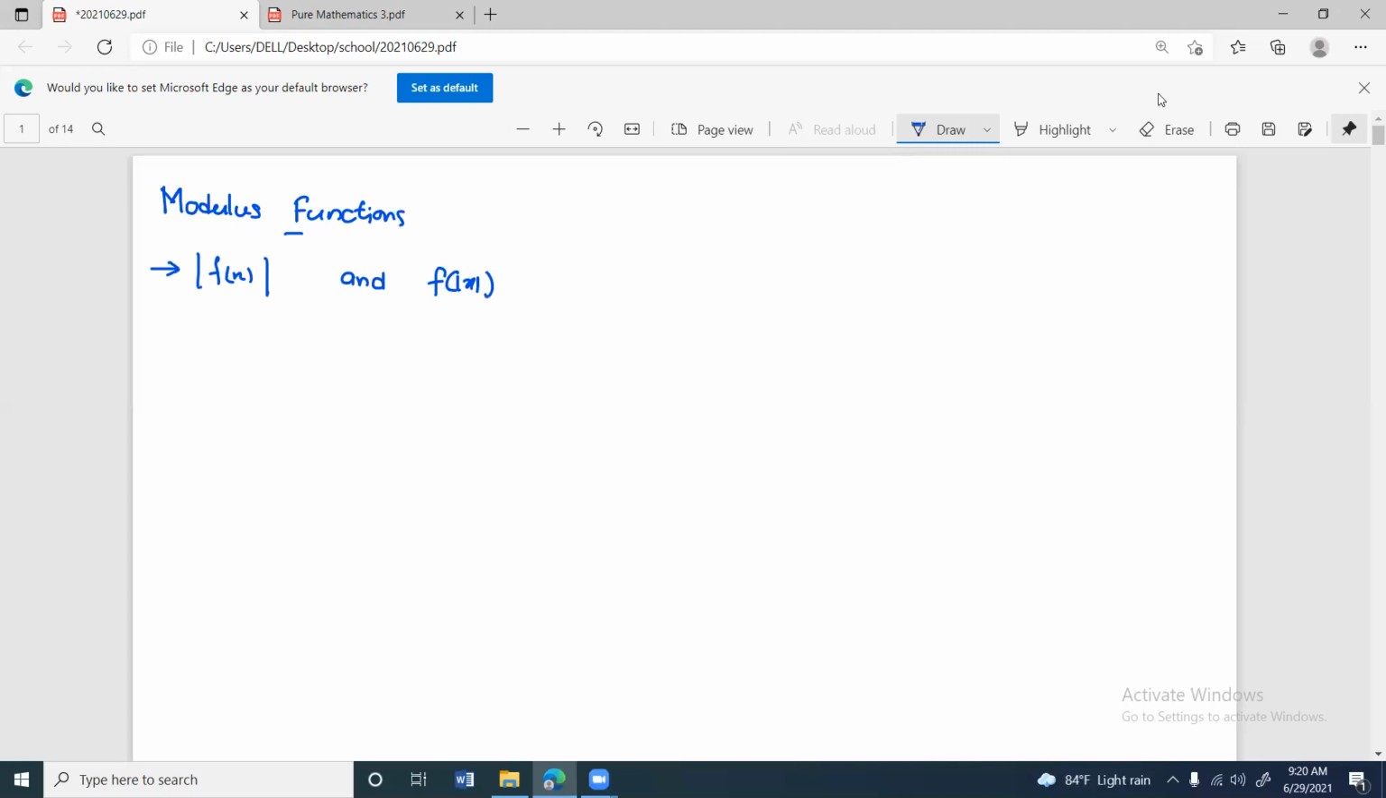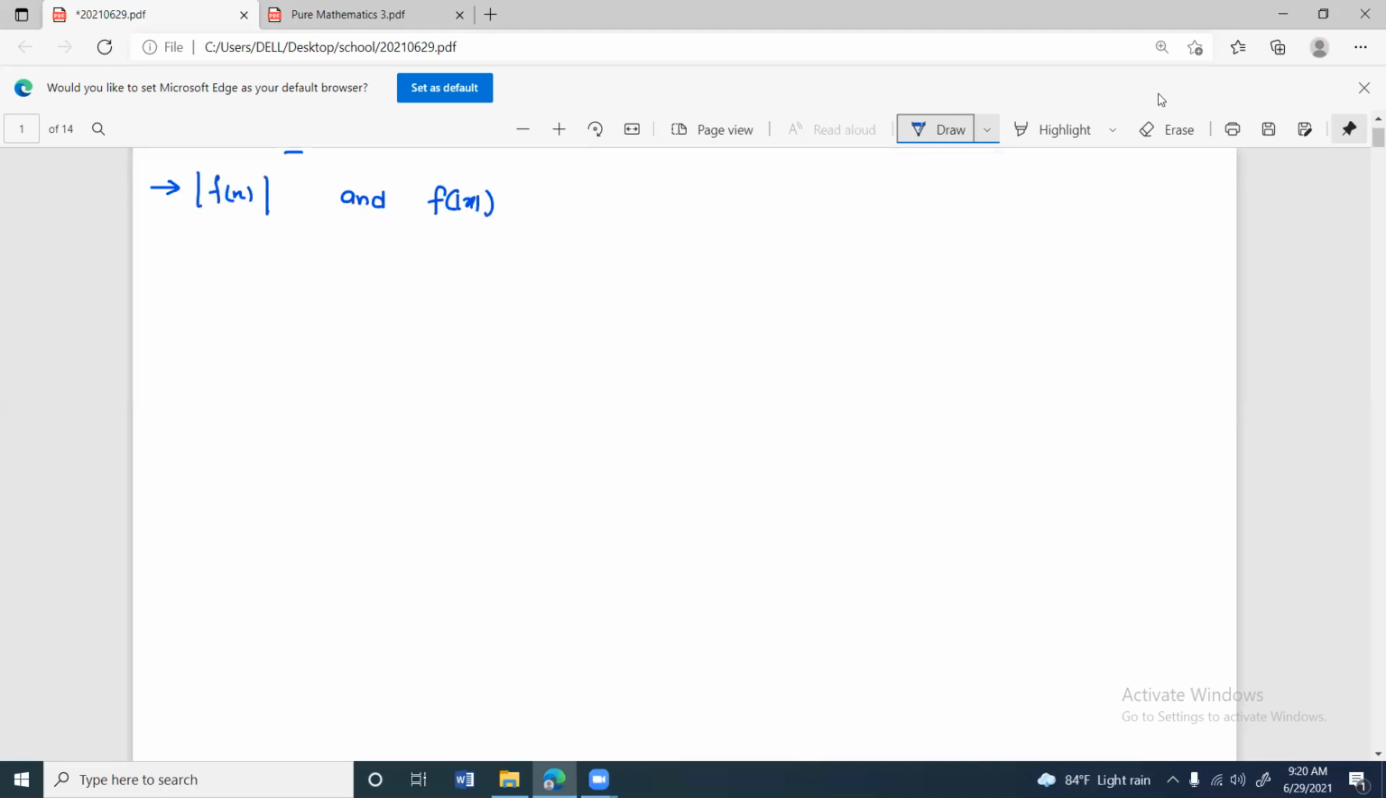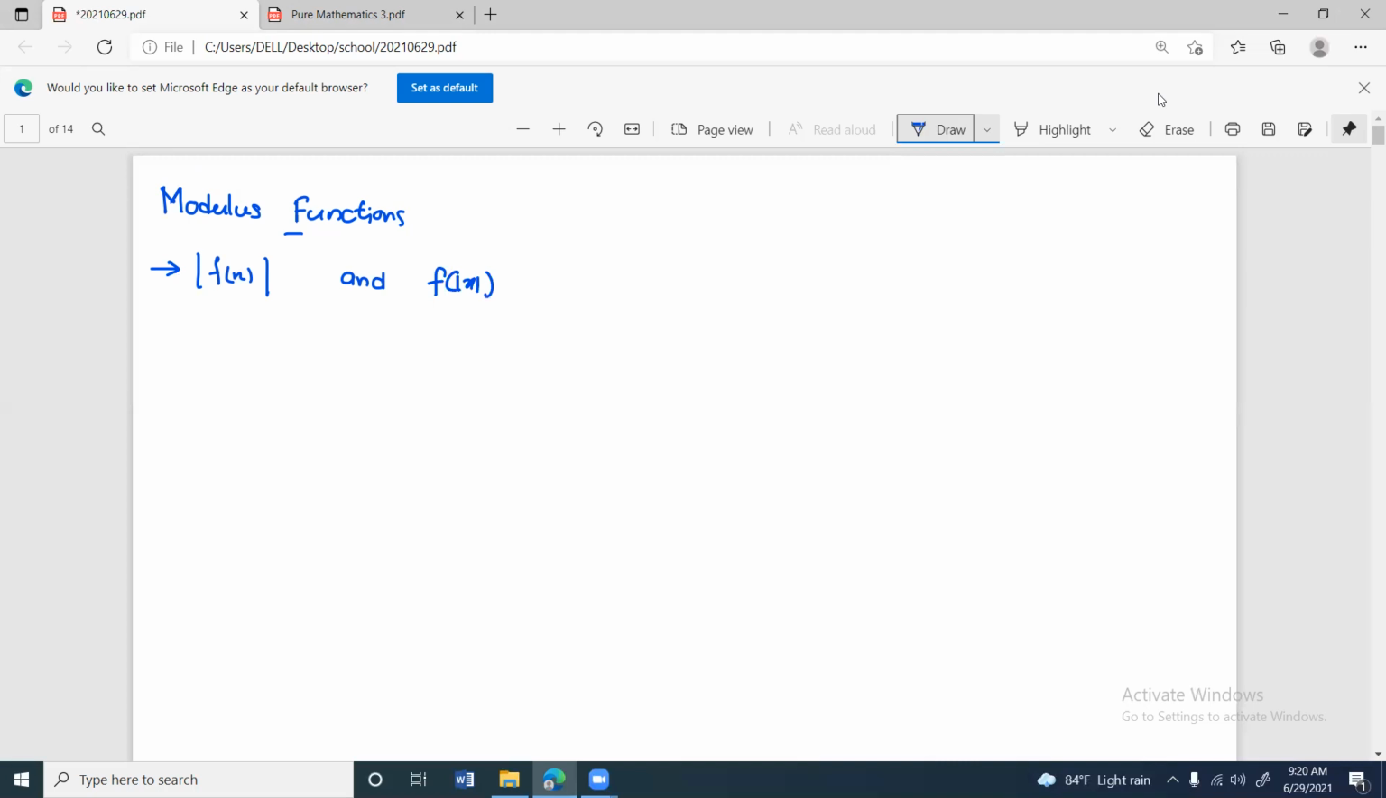Basically, let's try to understand what the idea of this modulus function is. That's the topic we need to work out for this one. Prior to starting the definitions or any extensions based on these modulus functions, we should know what the idea of this modulus function is.